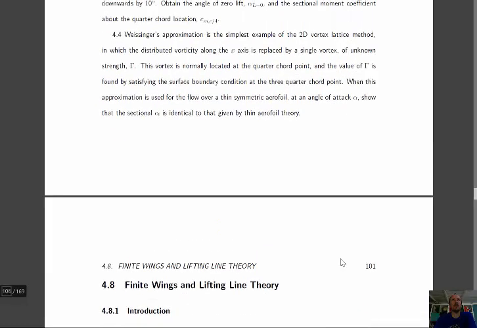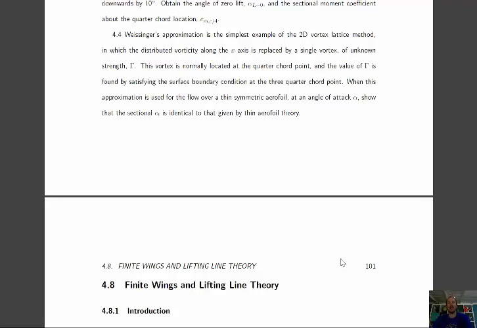It says that Weissinger's approximation is the simplest example of the 2D vortex lattice method, in which the distributed vorticity along the x-axis is replaced by a single vortex of unknown strength. If you remember, in thin aerofoil theory, we've been assuming that we've got a distribution of vorticity along the x-axis, and what we're trying to find is what that vorticity distribution looks like if we achieve the tangency condition, where we're trying to get the flow to be tangent to the mean camber line but applied on the x-axis. When we do that, in combination with the application of the Kutta condition, we end up with the fundamental equation of thin aerofoil theory, which is what we've been using for questions 1, 2 and 3.